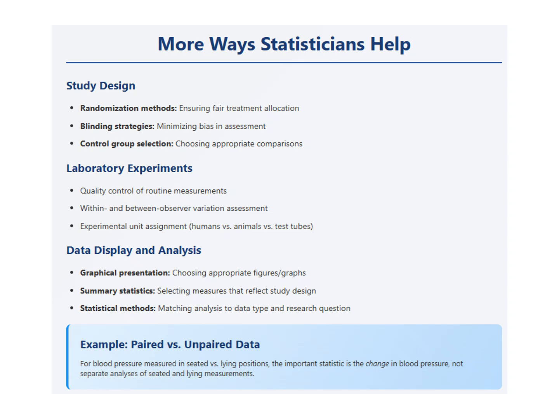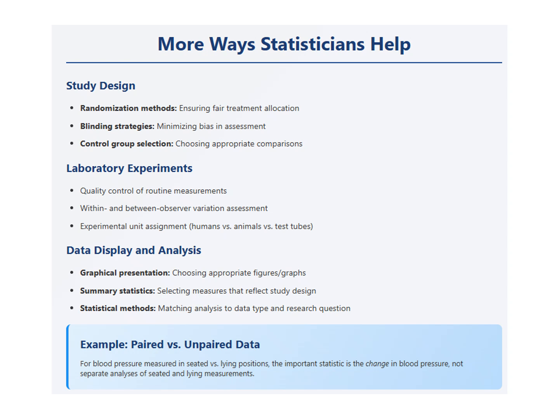Second, study design considerations. A statistician can advise on randomization methods to ensure fair treatment allocation, blinding strategies to minimize bias, and control group selection to choose appropriate comparisons. Third, laboratory experiments. Even if you're not working with human subjects, statistical principles still apply.